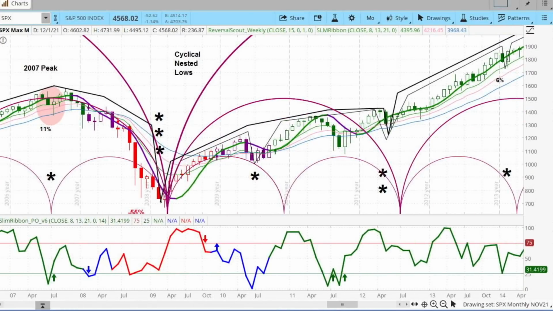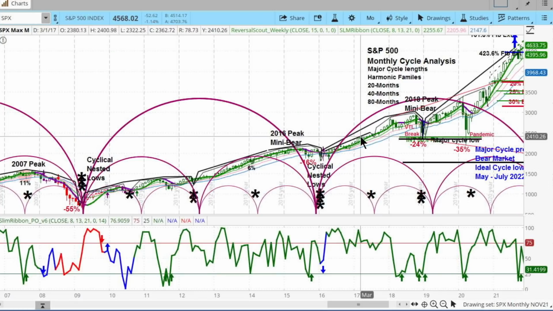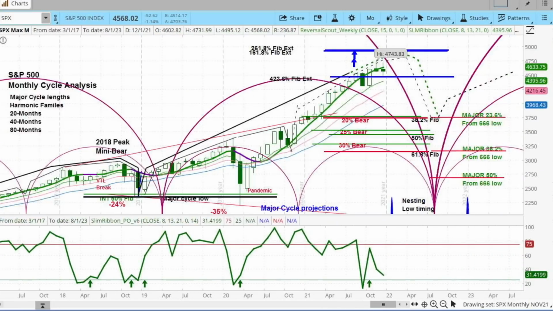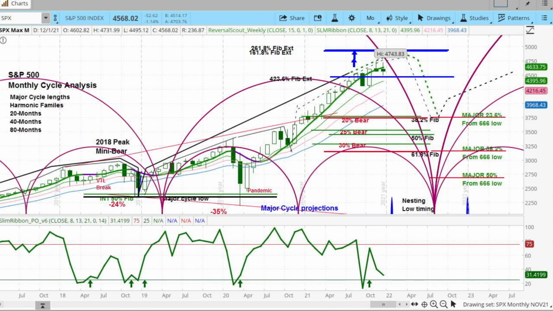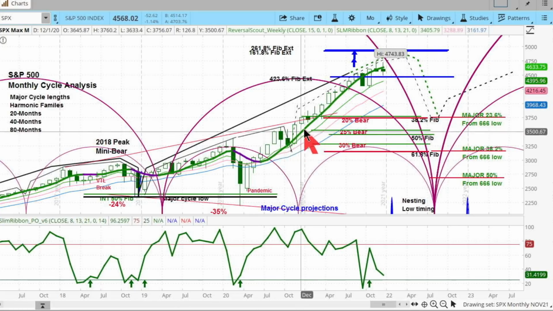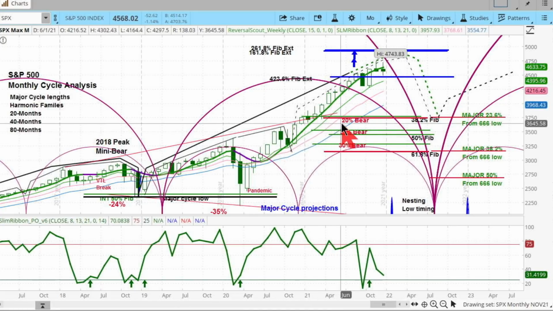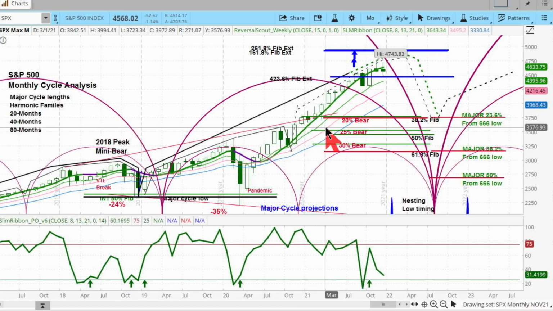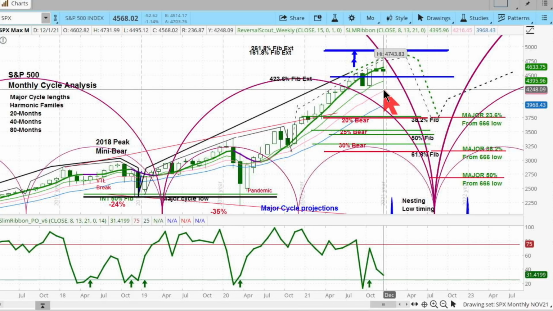Now the market, when we look from this last low over here, we're still in a period of very good strength. So on this monthly chart, you could see momentum very strong on the reversal scout, very strong on the slim ribbon. And this is what pushed the stock market up all year long. The momentum that came from the longer term patterns. Of course, the quarterly was positive also.